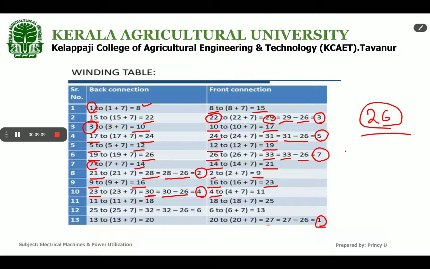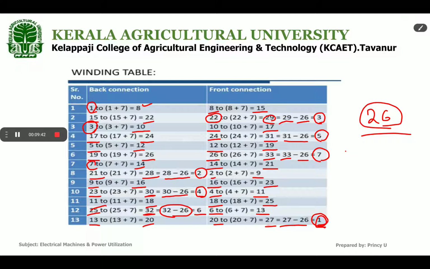Then start from the 4th, 4 to 11. Then 11 to 18. Then 18 to 25. Add 7 every time. Then from 25 to 32. 32 means 32 minus 26, and you will get the sixth conductor. So start from 6 to 13. Then 13 to 20. 20 to 27. 27 means 27 minus 26. It again reaches the first conductor, 1.